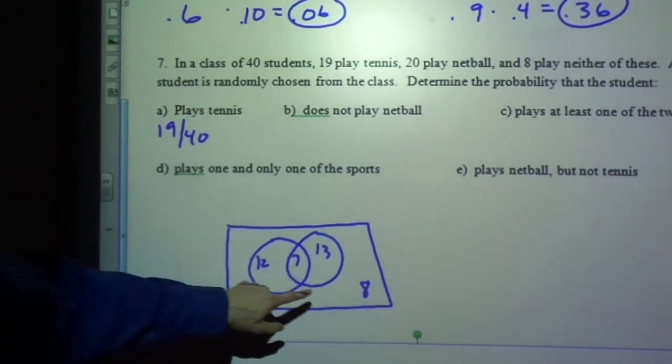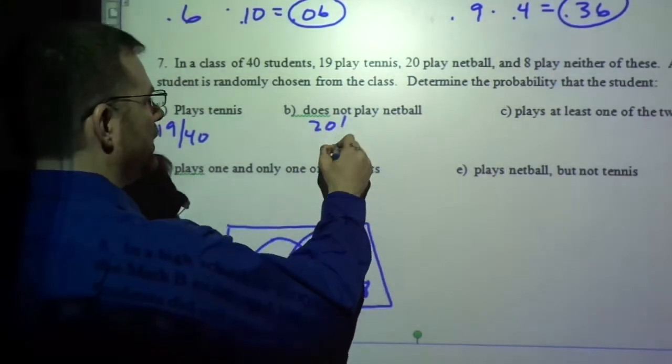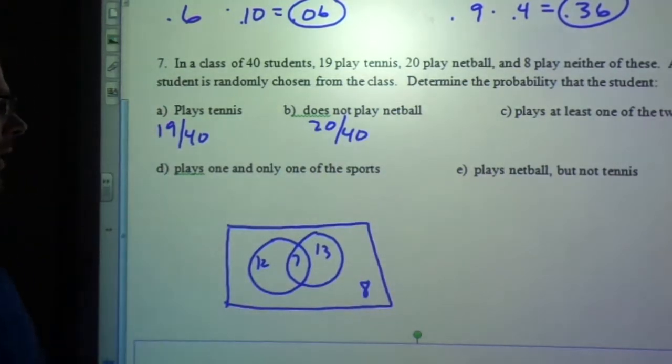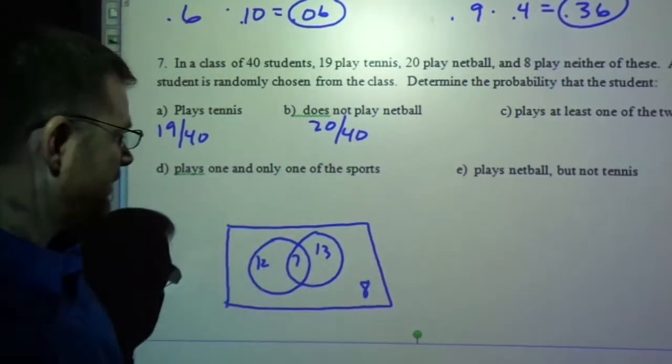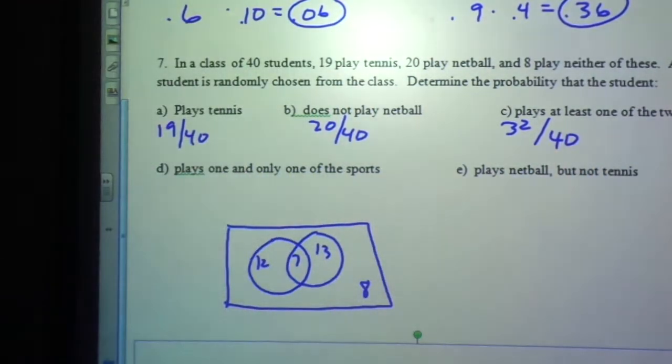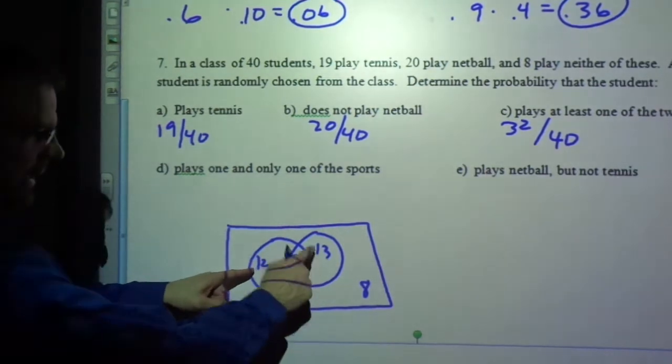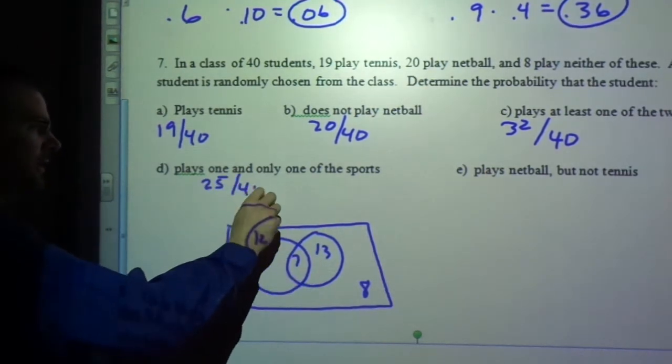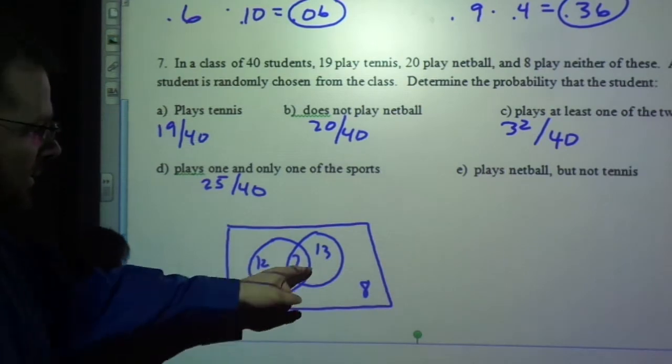Does not play netball at all. That would be 12 plus these 8 is 20 out of 40. At least one, that'd be 12 plus 7 plus 13. That's 32 out of 40. One and only one, so that'd be these guys and these guys. That's 25 out of 40. Netball but not tennis, that's only these 13.